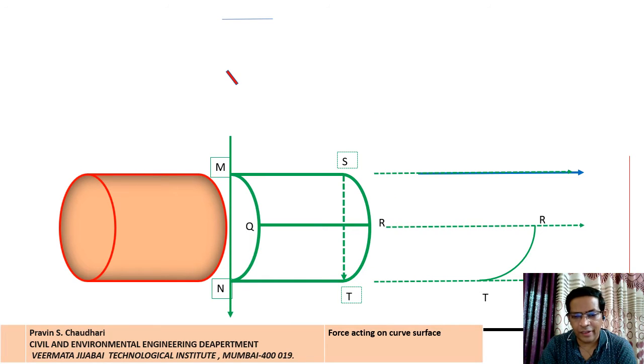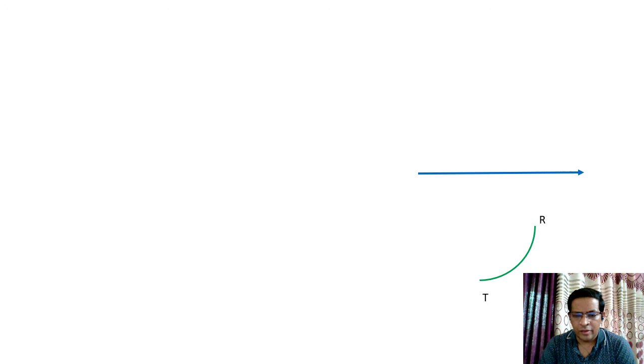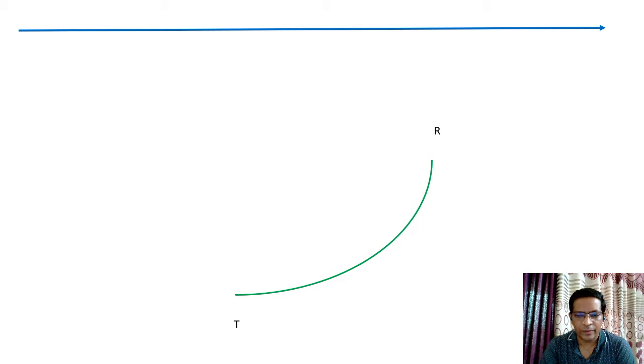Surface RT and NQ are curved surfaces, so there is water above the surface. Surface RT is a lamina or surface below the free liquid surface. Here is an enlarged view of curved surface RT.